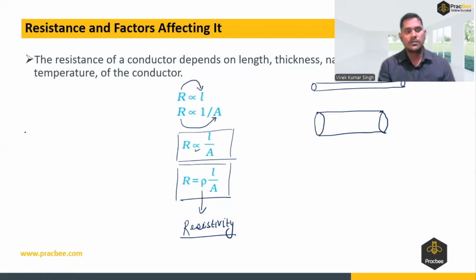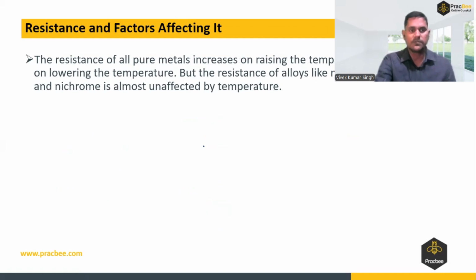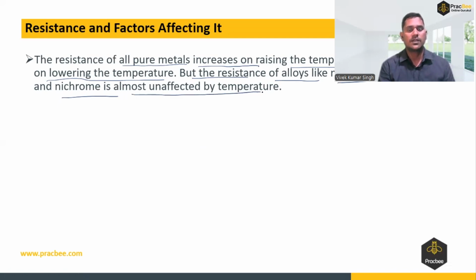So if you separate, rho is equal to R into A over L, where R is measured in ohm, area in meters squared, and length in meters. Meters and meters get cancelled. We'll be getting rho in ohm meter. Ohm meter is the SI unit of resistivity. The resistance of all pure metals increases on raising the temperature and decreases on lowering the temperature. But the resistance of alloys like manganin, tungsten, and nichrome is almost unaffected by temperature.